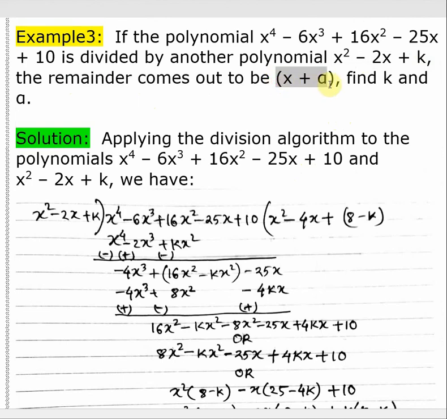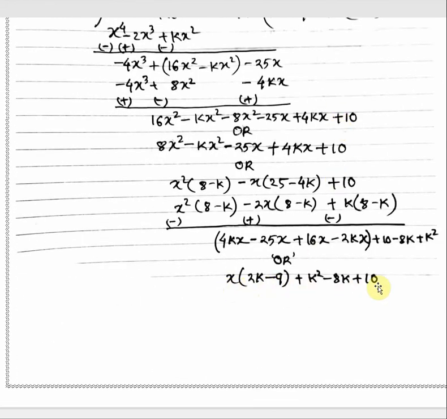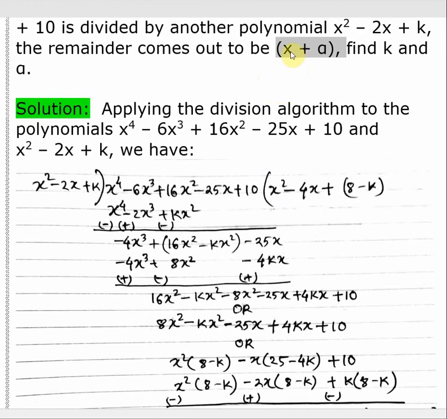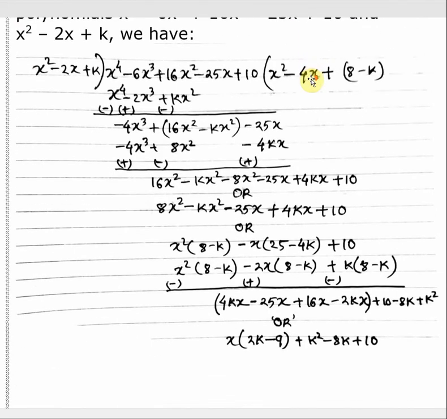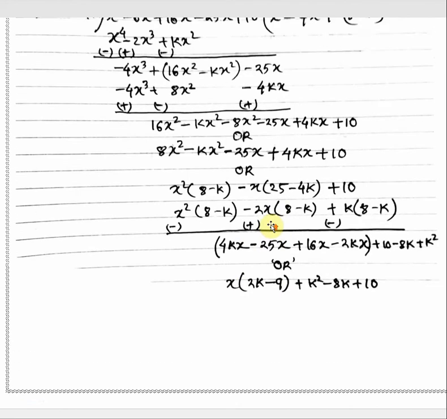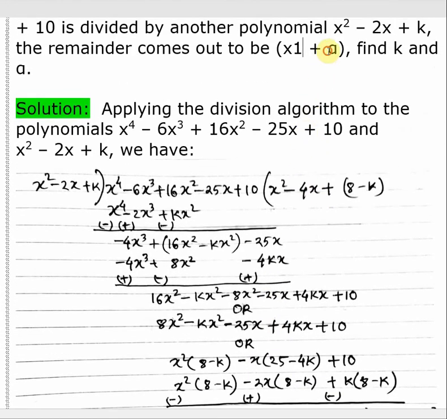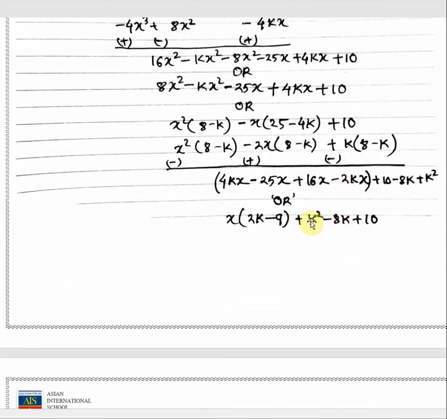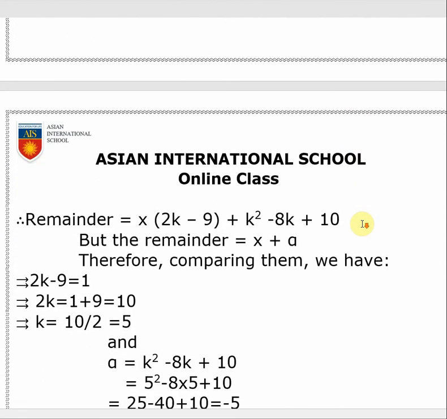Now x plus a is the remainder. If I compare x plus a with this whole equation, I can say that 2k minus 9 is 1, because x is multiplied by something, but according to the given condition it is only x. That means x is multiplied with 1. Here there is a 1, x into 1. So this 1 is 2k minus 9, and this is plus a. So a is this whole thing, k square minus 8k plus 10. That is written in the next line.